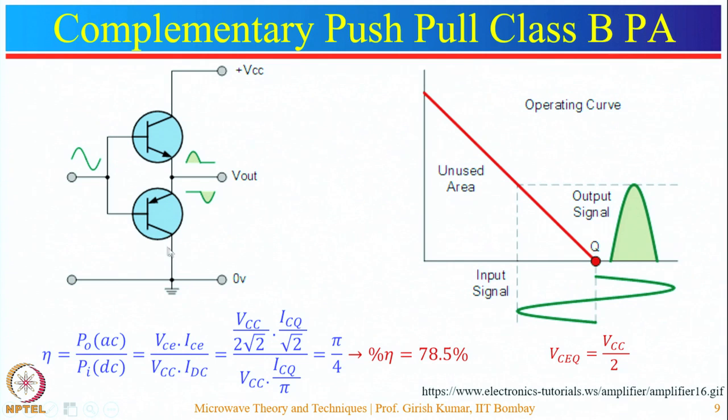Now the conversion efficiency is the ratio of the output power to the supplied power, and if you put these values, the ratio will come out to be pi by 4. So the conversion efficiency for this amplifier is 78.5%, and this is relatively very high as compared to class A amplifier. So this is one of the advantages of class B amplifiers.